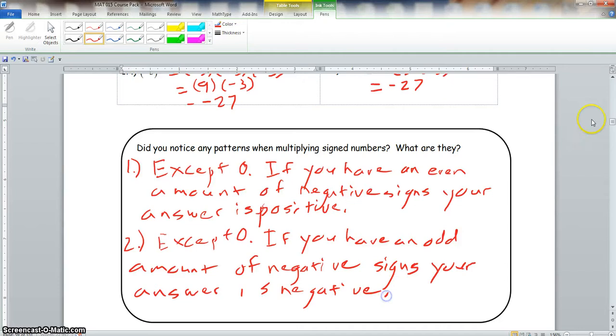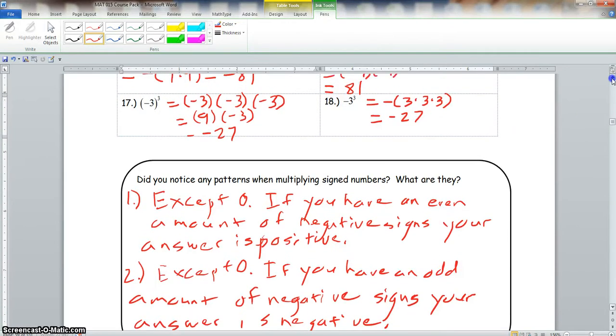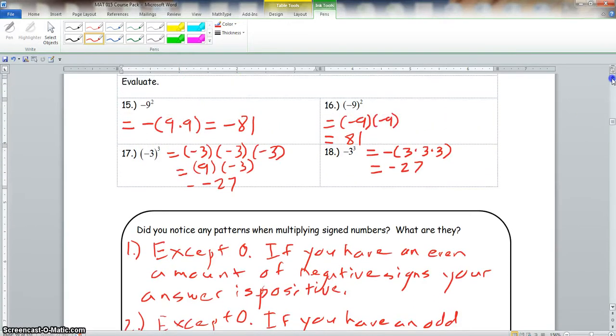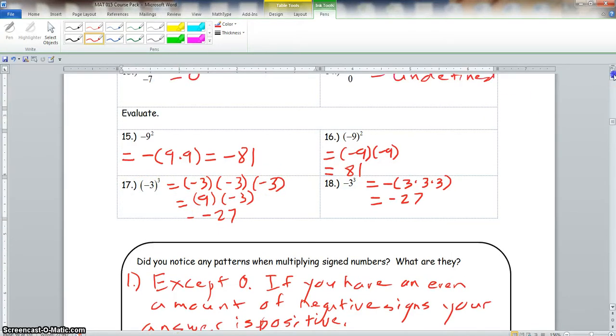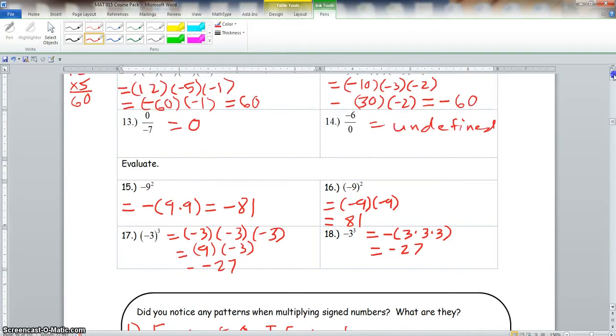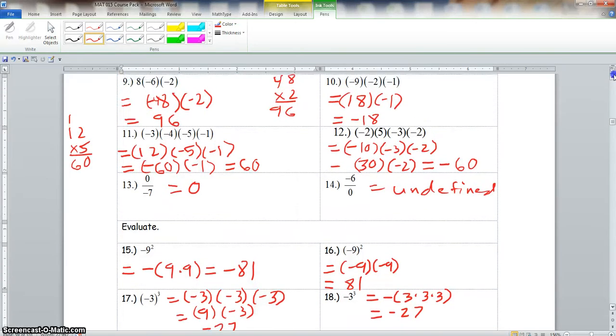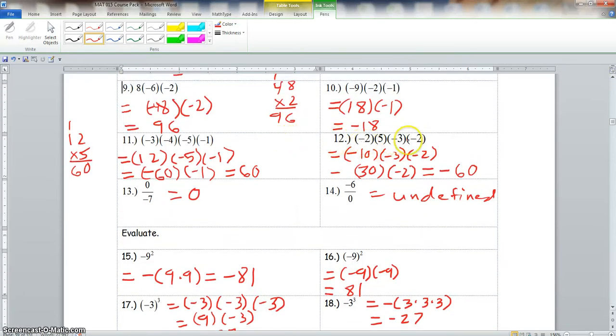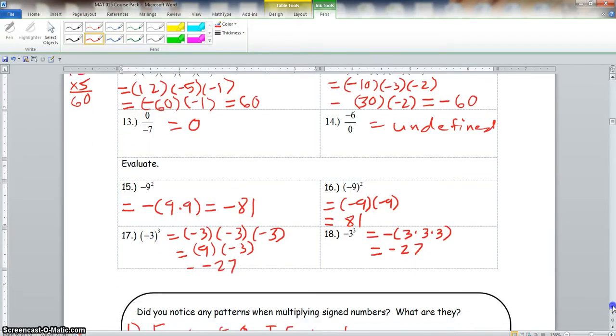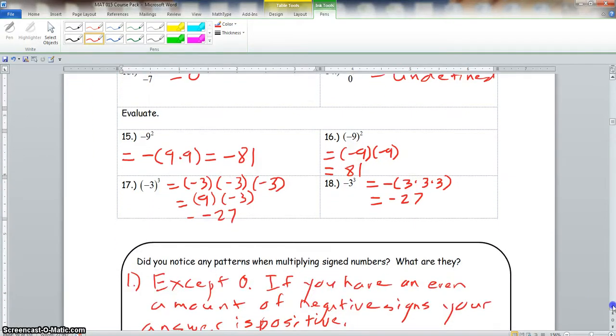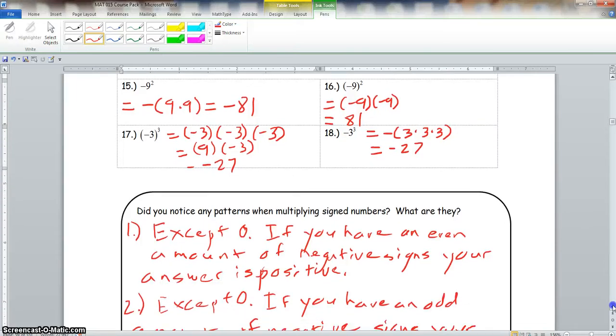And we can go back and take a look here. Let's take a look. Well, we can look here at 17. You got 1, 2, 3 negative signs. Your answer was negative. Just look at 2 more problems. We could look here at number 12. You got 3 negatives, that's odd, so your answer is negative. You got 3 negatives here, that's odd, so your answer is negative. So remember, if you have an odd amount of negative signs, your answer is negative.